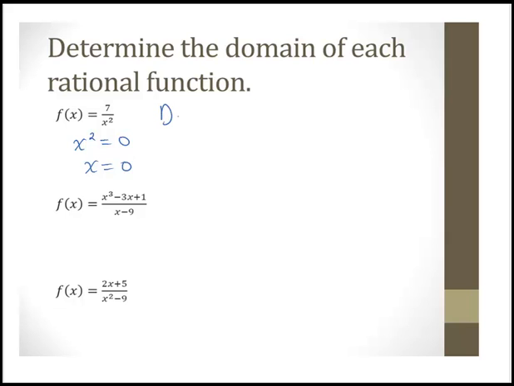So the domain of this function is the set of numbers x such that x is not equal to 0. And what this says is any other number is a valid input for this function except 0. We could also write this using interval notation as negative infinity to 0 union 0 to infinity.